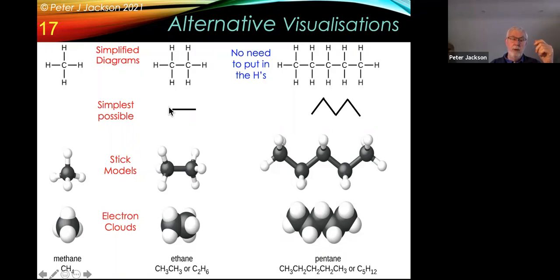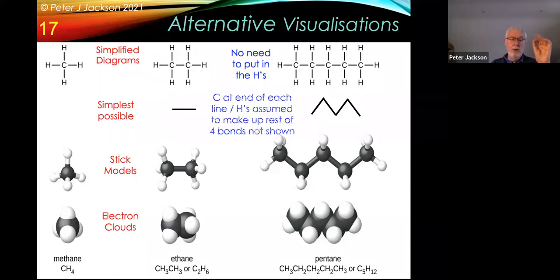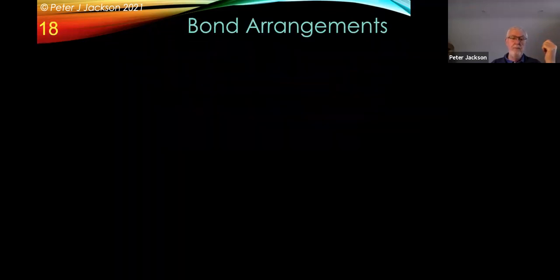It's got 4 bonds. There's one. So the other 3 are hydrogens unless stated otherwise. So that's a much simpler way of doing it. You don't have to know it, but you're entitled to use it if you want to. Right? The carbon at the end of each line, hydrogens assumed to make up the rest of the 4 bonds, but they're not shown.